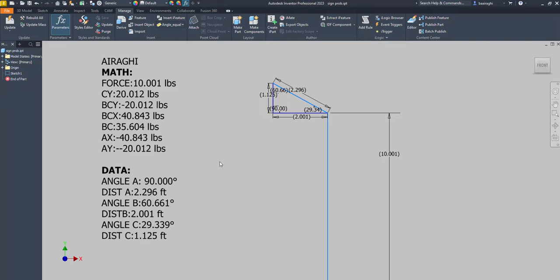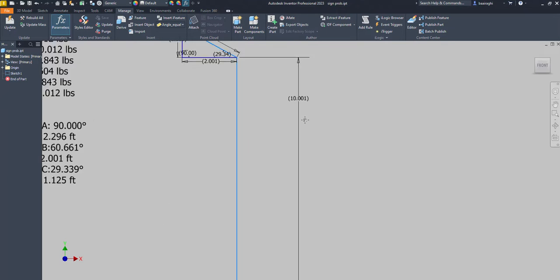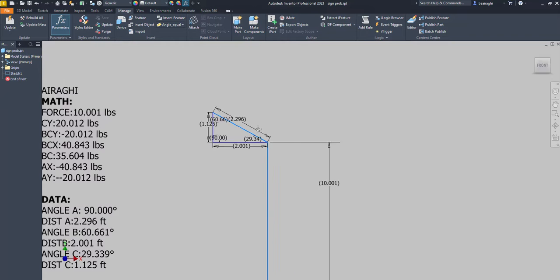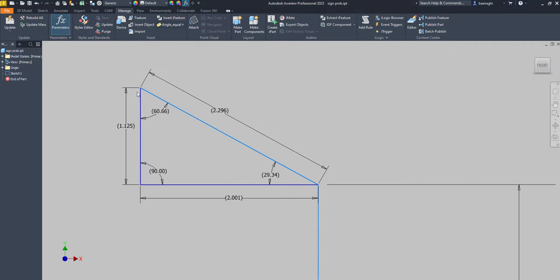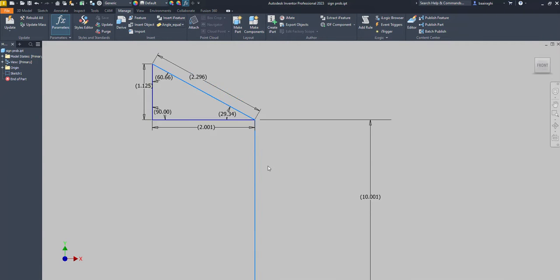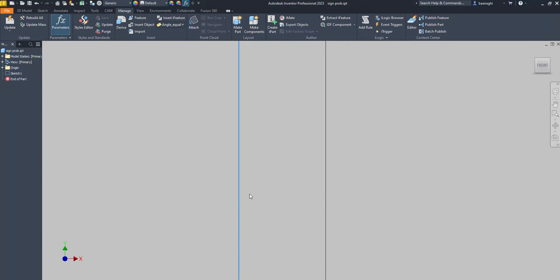Hey folks, the problem that I'm showing you here is to demonstrate what you're supposed to be doing with the sine problem. So let's look at the construction first. It should be pretty simple. It is basically a triangle that has a force that comes down in this direction.